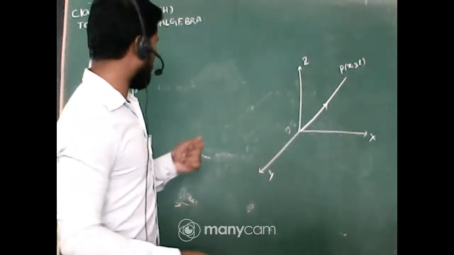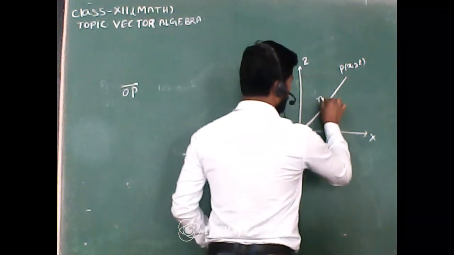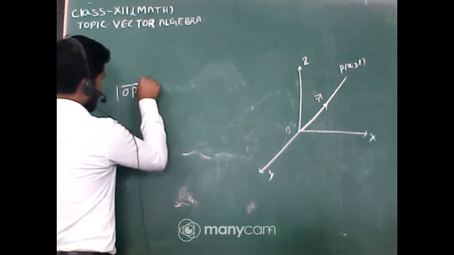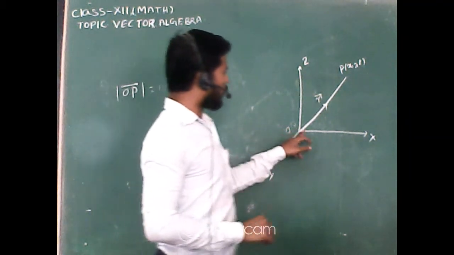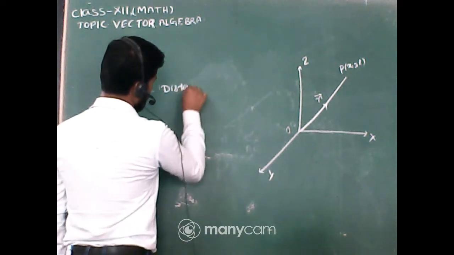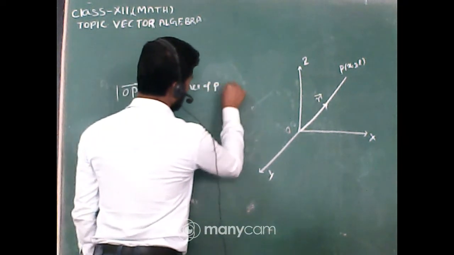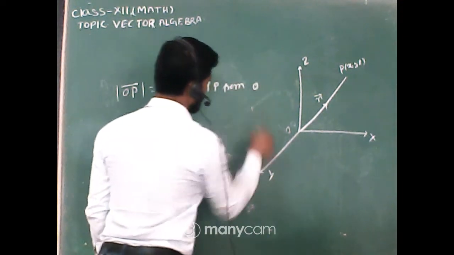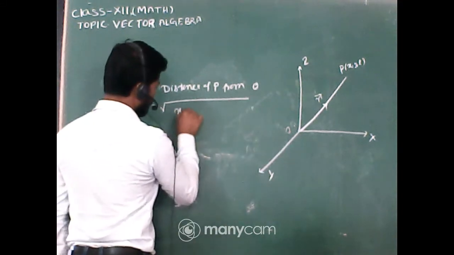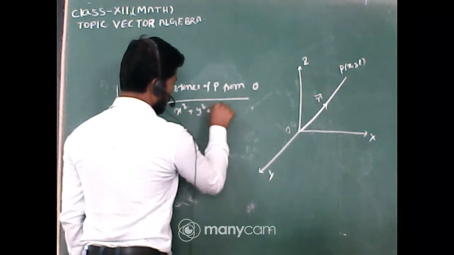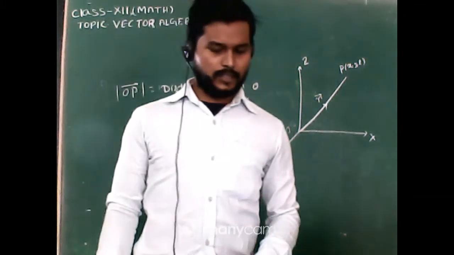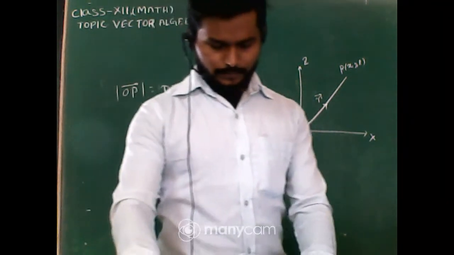Now, what is the magnitude of the vector OP? The magnitude of the vector OP is the distance of P from the point O, that is the origin, and we know the formula. This is equal to the square root of x square plus y square plus z square. This is the magnitude of the vector.